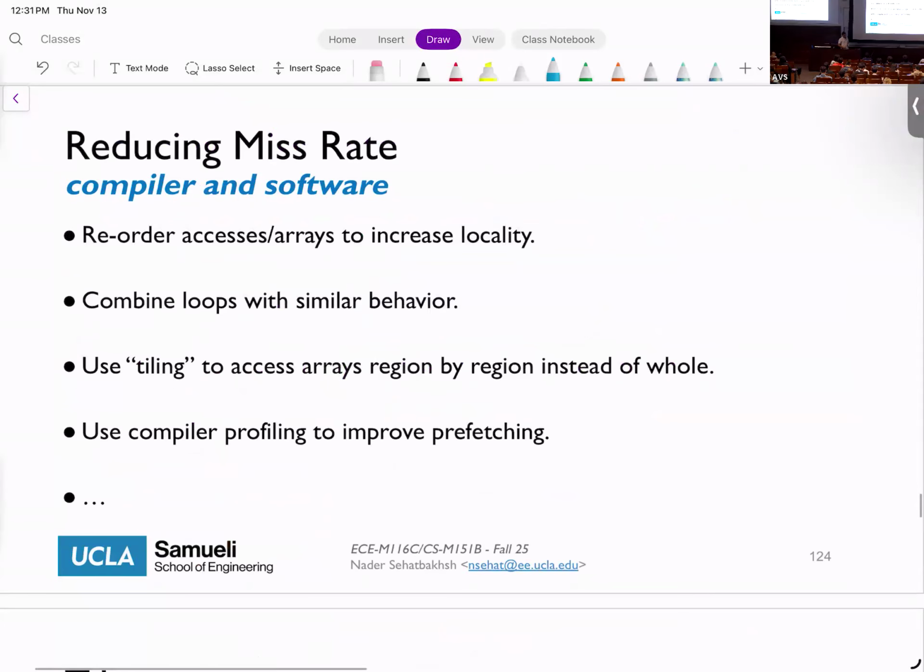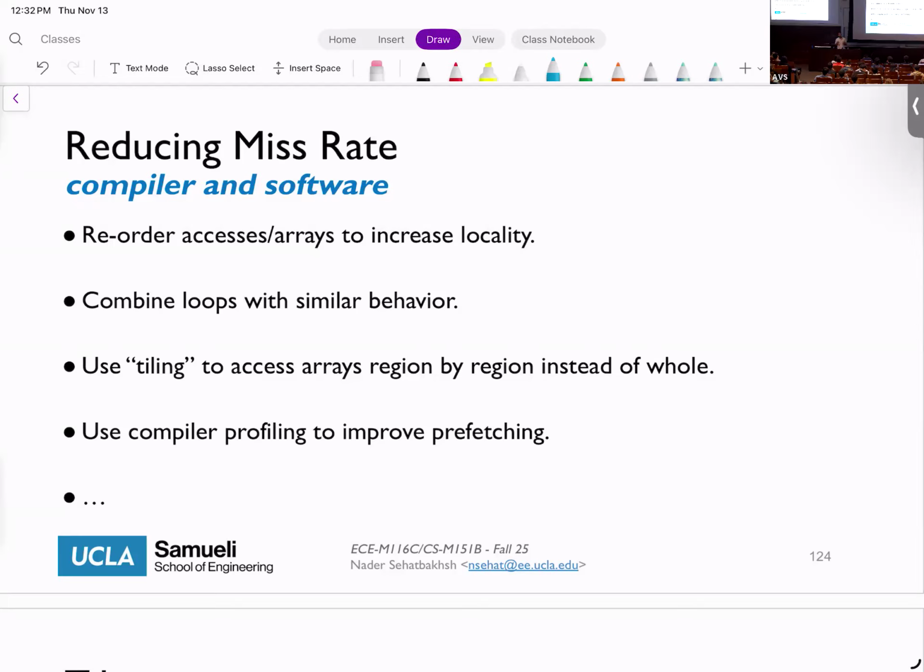All right, so the compiler and software can help you. I already showed you that, for example, you can issue prefetching inside the code. You can also reorder your arrays to increase their locality. You can combine loops with similar behavior in order to, again, increase the locality. There's this thing called tiling, which allows you to work on a smaller subgroup of your matrix, allowing you to, again, increase the spatial locality.